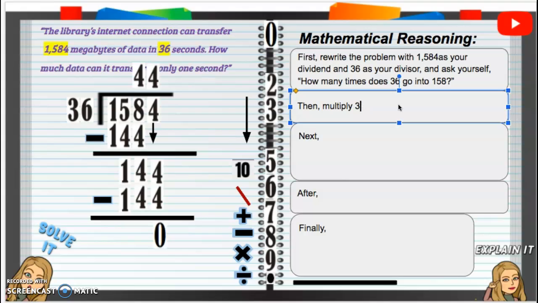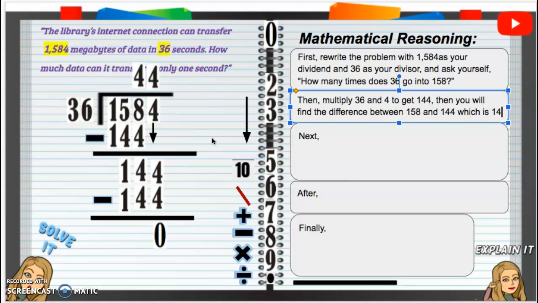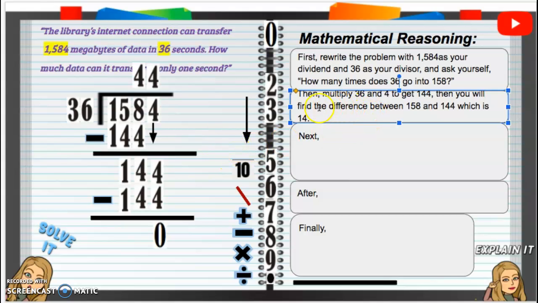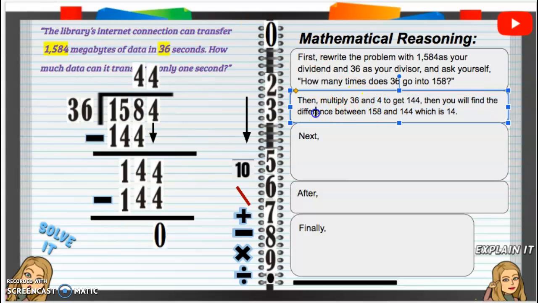Then multiply 36 and 4 to get 144. So we figured out it went in 4 times. So 36 times 4 is 144. Then you will find the difference between 158 and 144, which is 14. And I know that word difference is a vocab word, so I'm going to highlight that. I'll do it in blue.